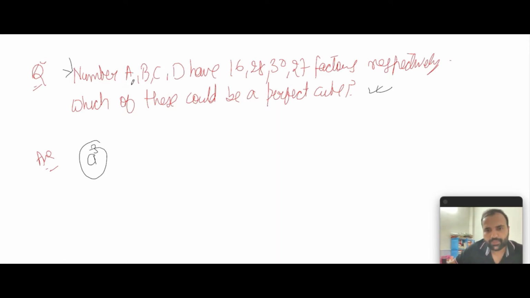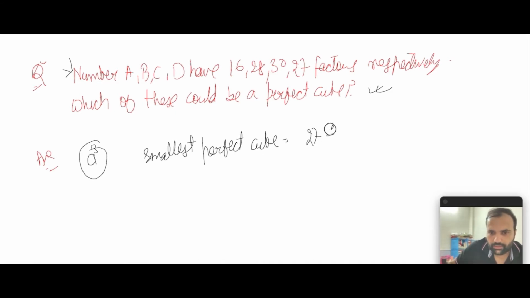But still, just by using our concept and common sense, we all know that the smallest perfect cube would be 8, and after 8 it will be 27. Okay, so this is pretty simple. We can figure it out as 2 cube and then 3 cube.